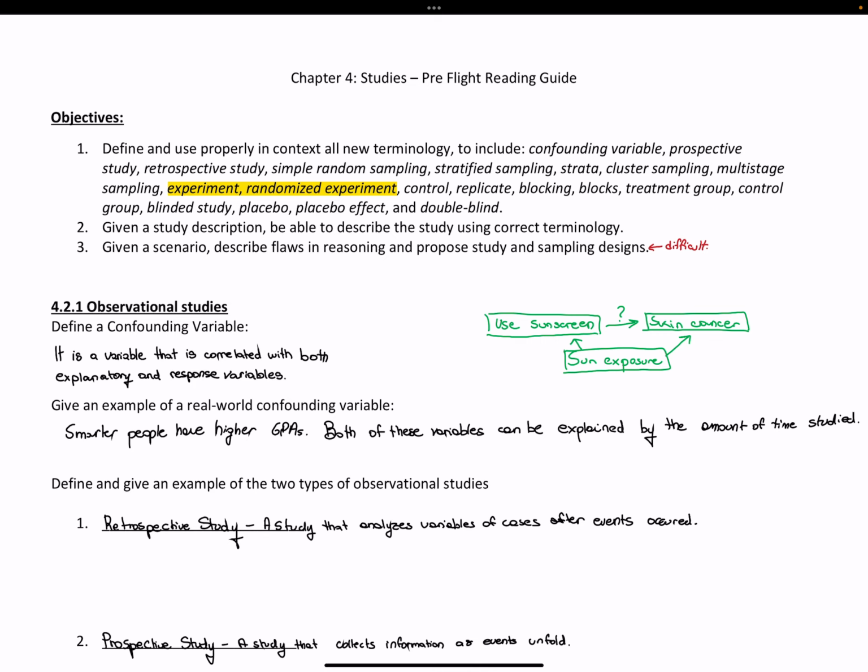Given a study description, be able to describe the study using correct terminology. Given a scenario, describe flaws in reasoning and propose study and sampling designs. This is probably one of the most difficult objectives so far.